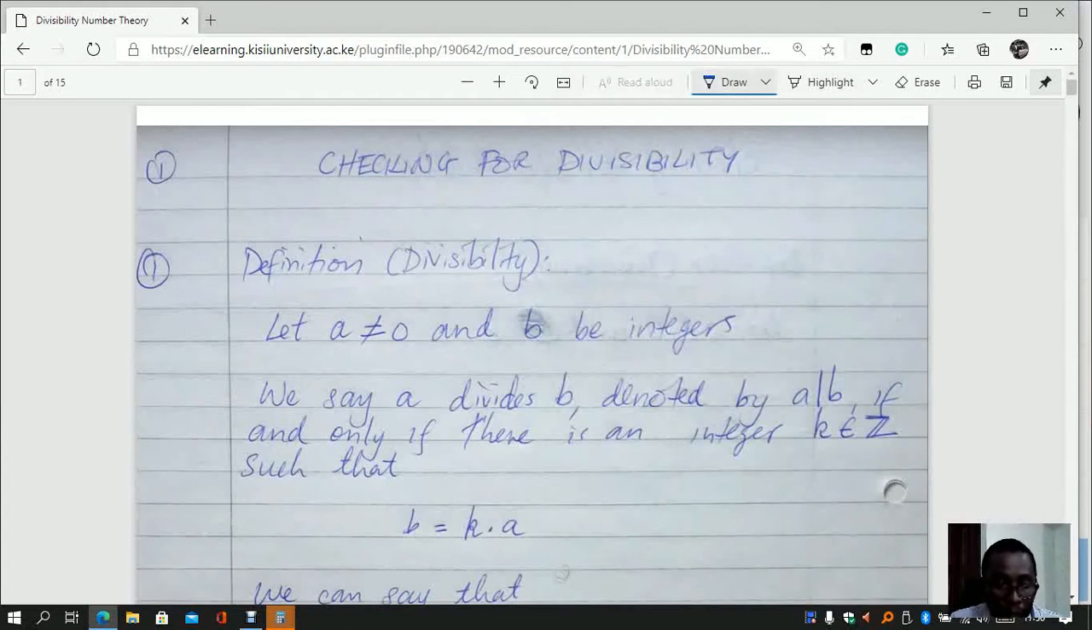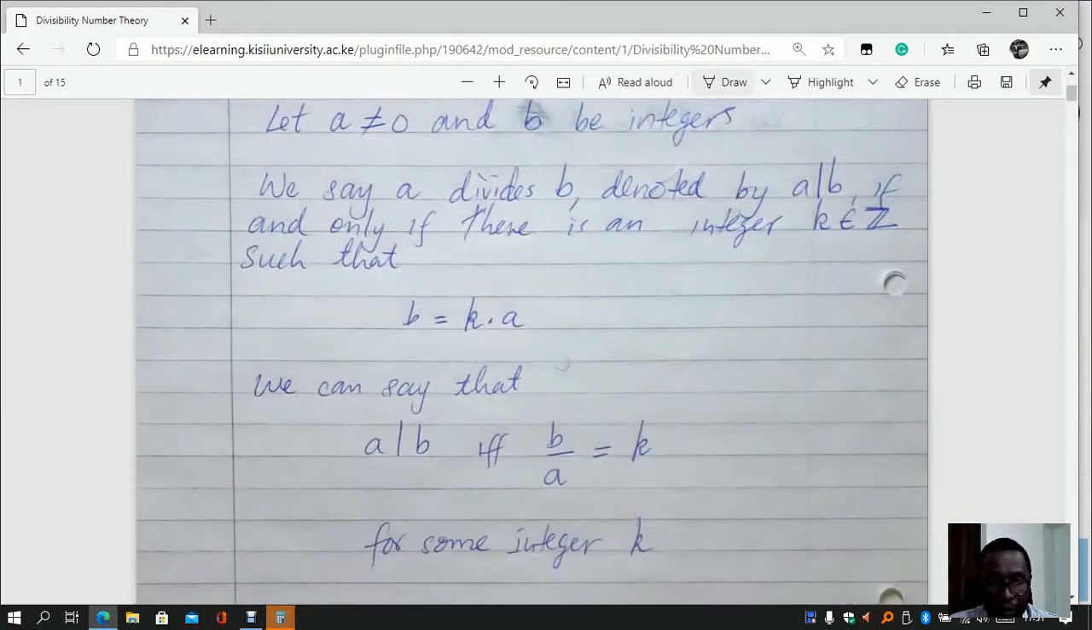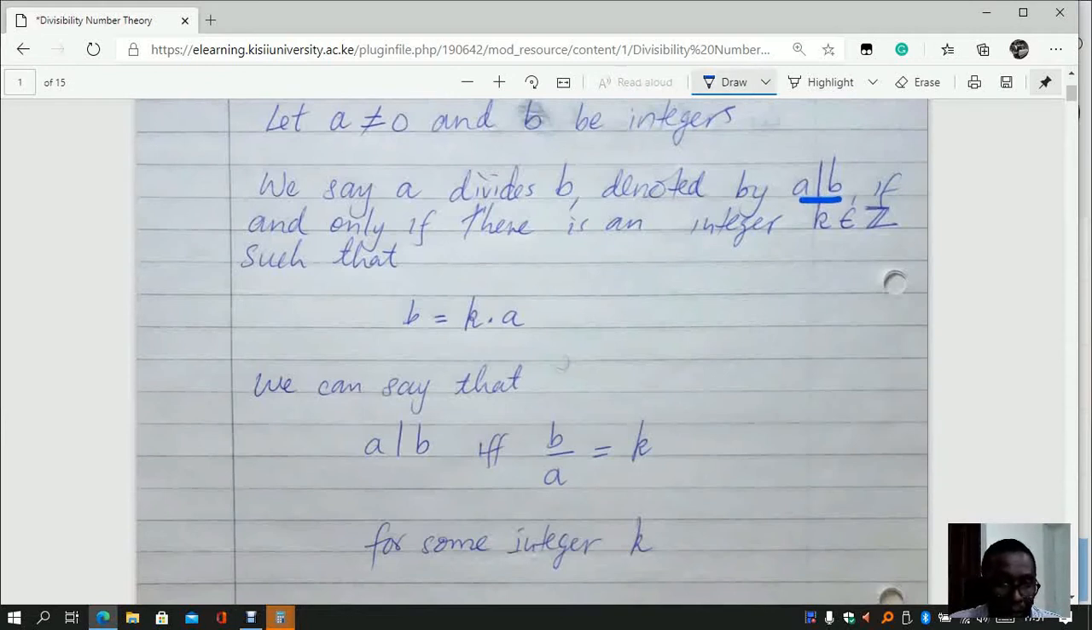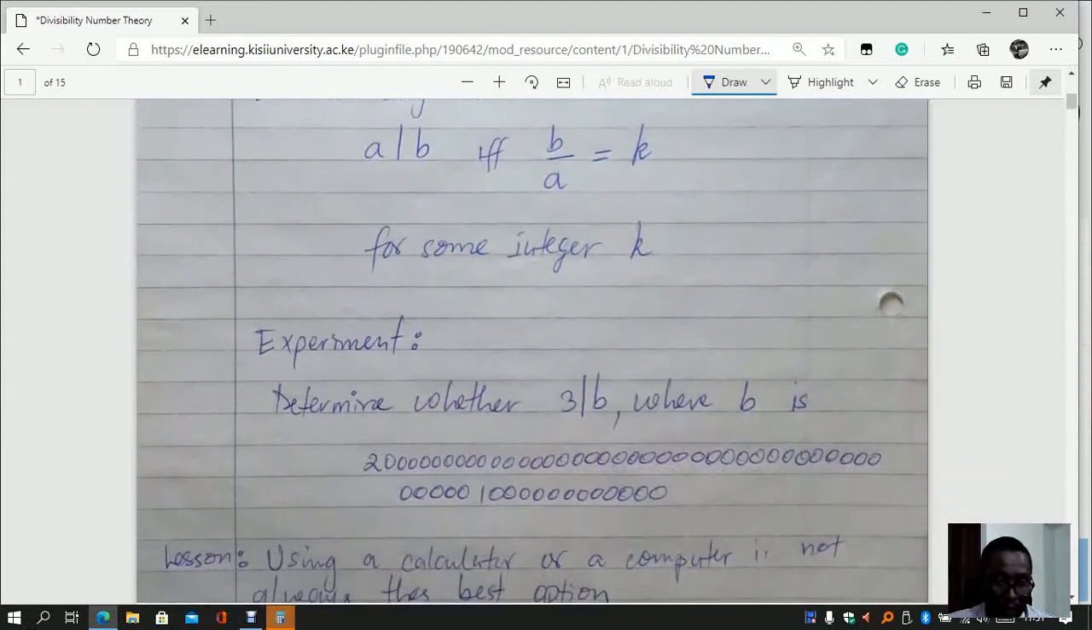So straight away we'll go into these notes and we have this title, checking for divisibility. The definition is this: let a not equal to 0 and b be integers. We say a divides b, denoting it this way, if and only if there is an integer k such that b equals k times a. So that is very straightforward. We already saw that one in class.